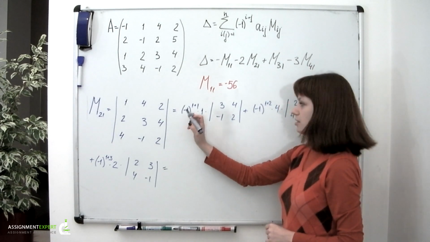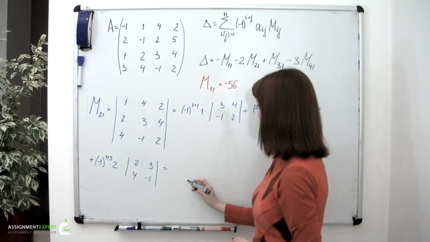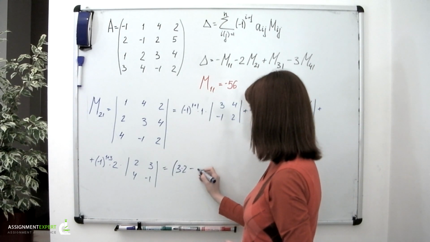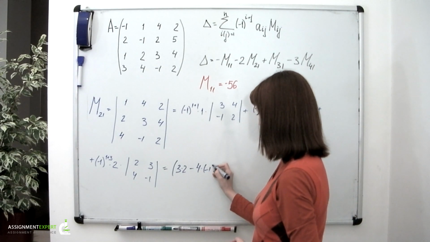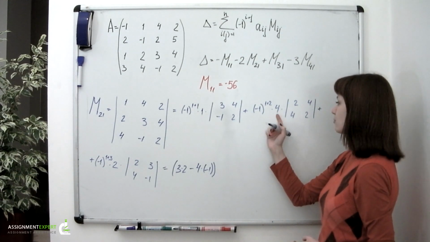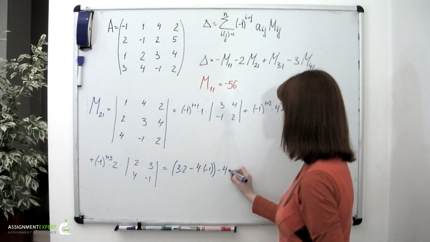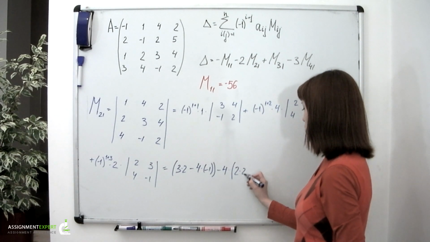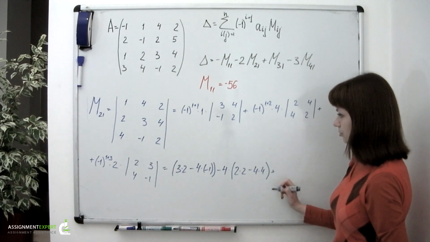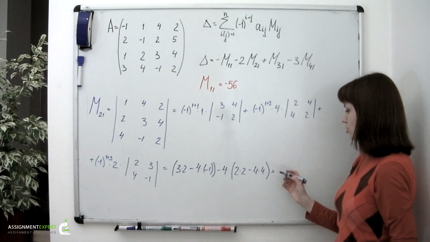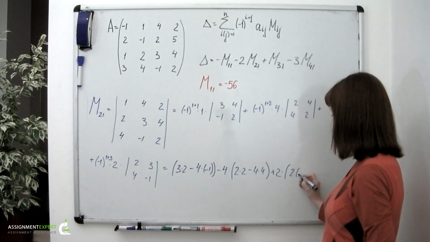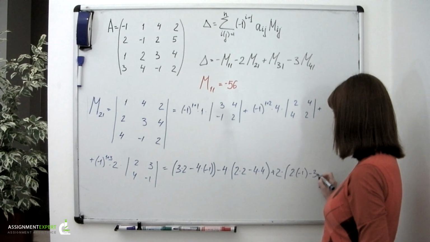So, negative 1 to the second is 1 times 1 is 1, obviously. And this determinant is 3 times 2 minus 4 times negative 1. Then negative 1 to the third is negative 1 multiplied by 4 is negative 4. So we subtract 4 multiplied by 2 times 2 minus 4 times 4. And then we have negative 1 to the fourth, which is 1 times 2, multiplied by 2 times negative 1, minus 3 times 4.